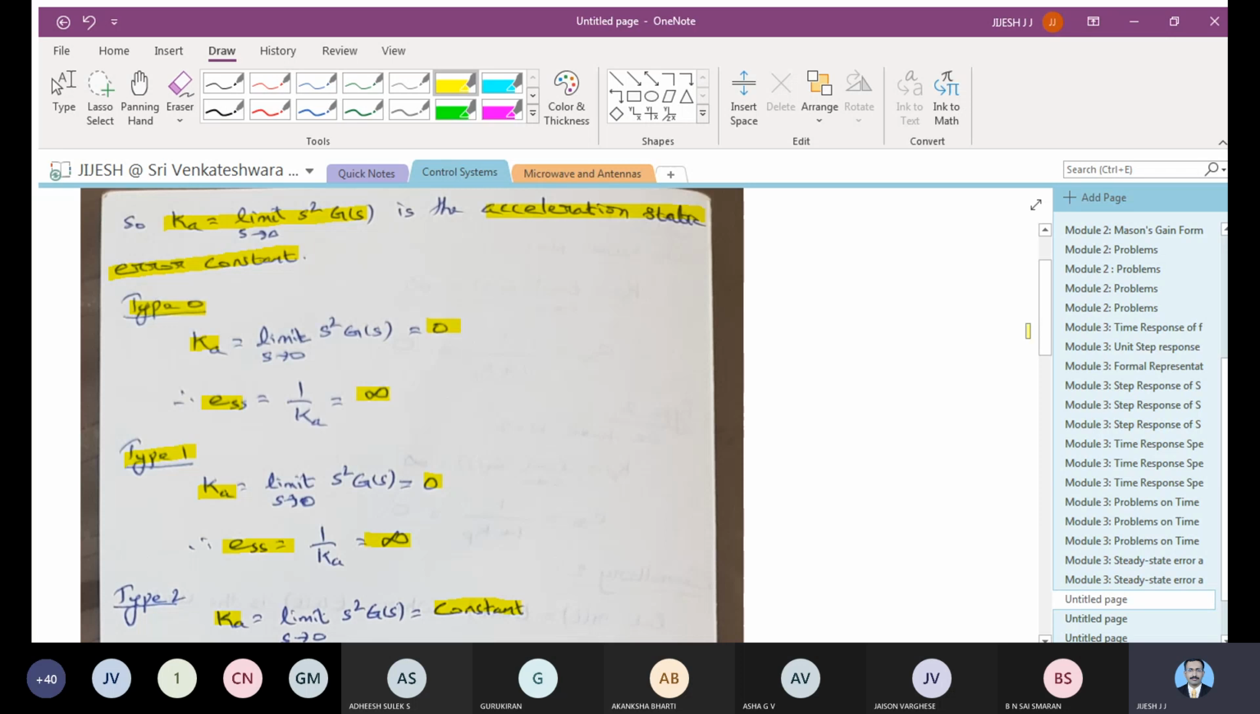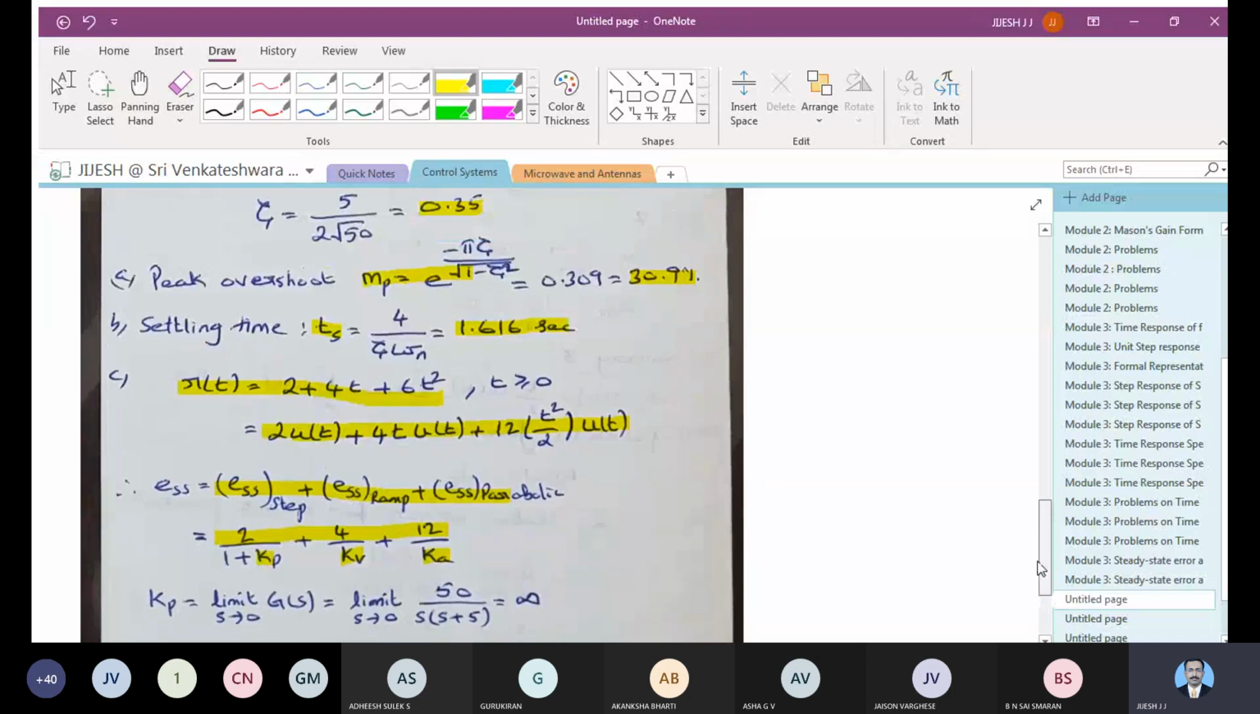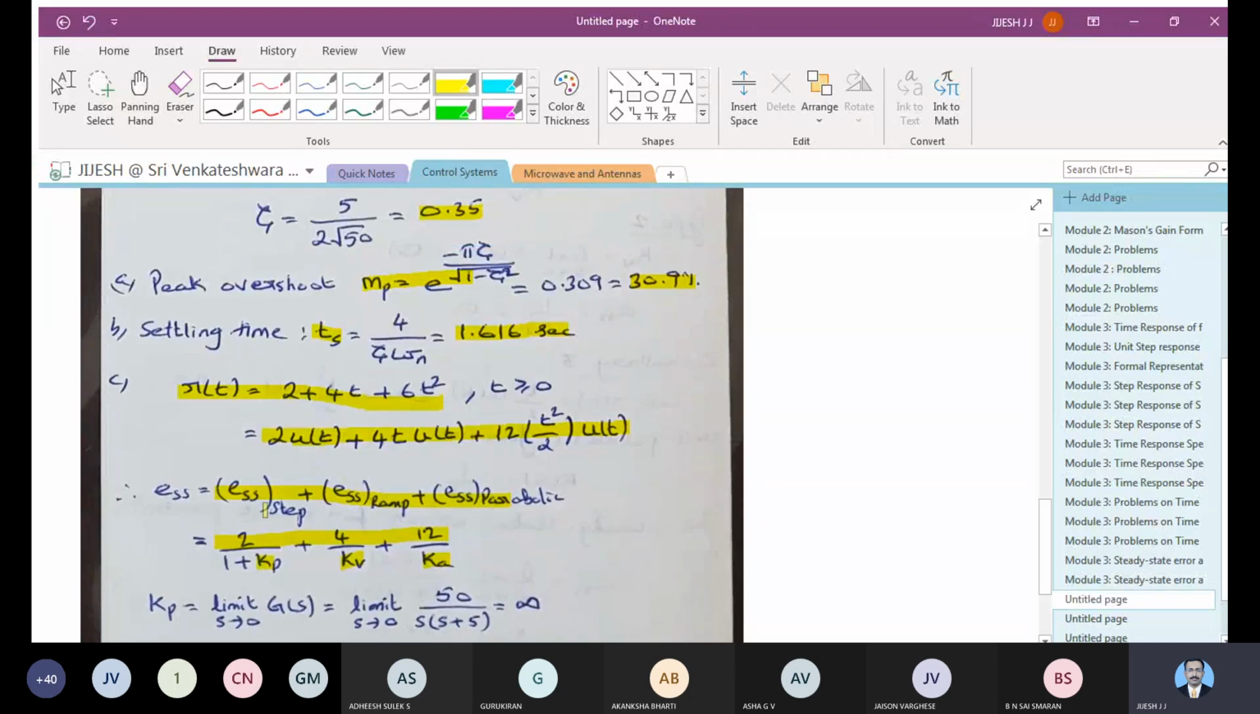So you can do one thing. First you can find out for Kp. So Kp is limit of s tends to 0 g of s. G of s is a known value for us, that is 50 divided by s into s plus 5. So you also know that when we calculate the Kp for s tends to 0, you will get it as infinity because s tends to 0. So when you do the calculation, you will get it as infinity.